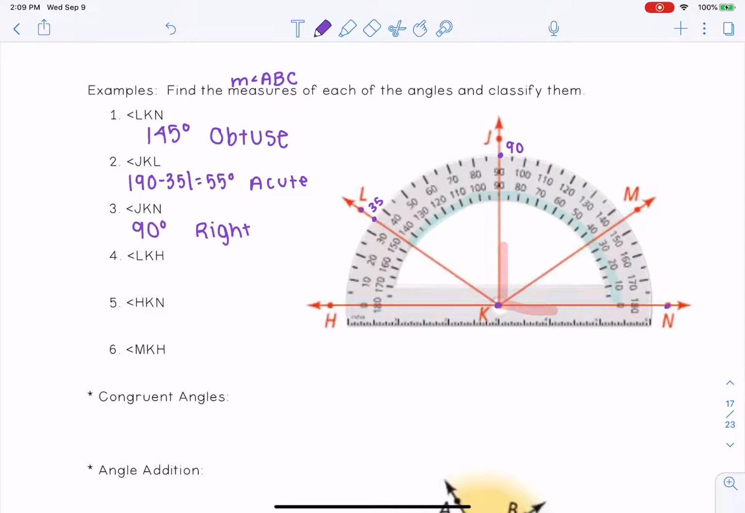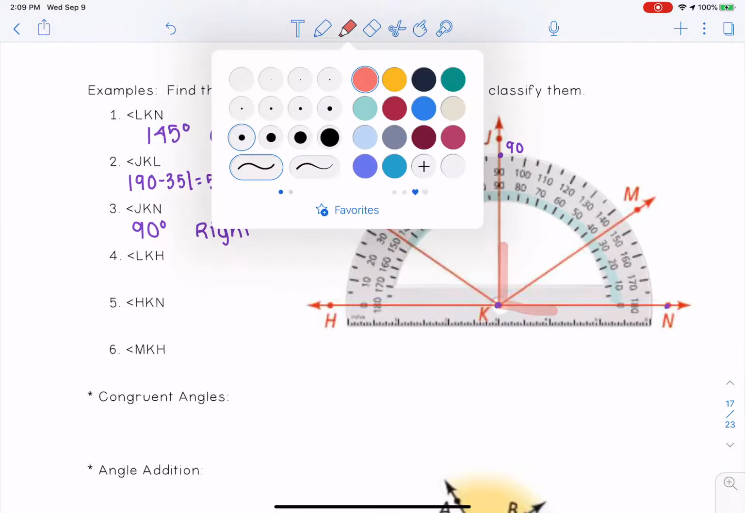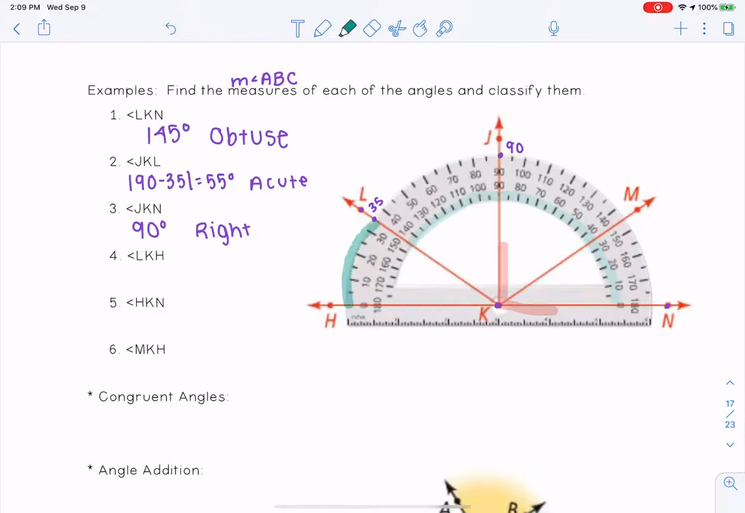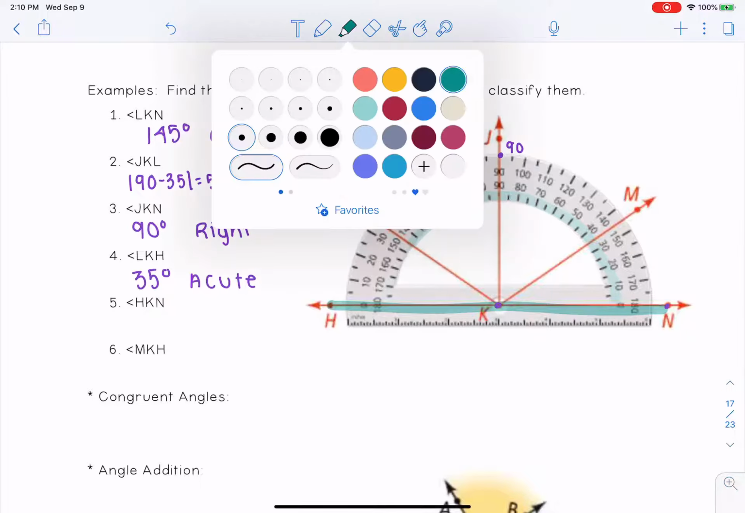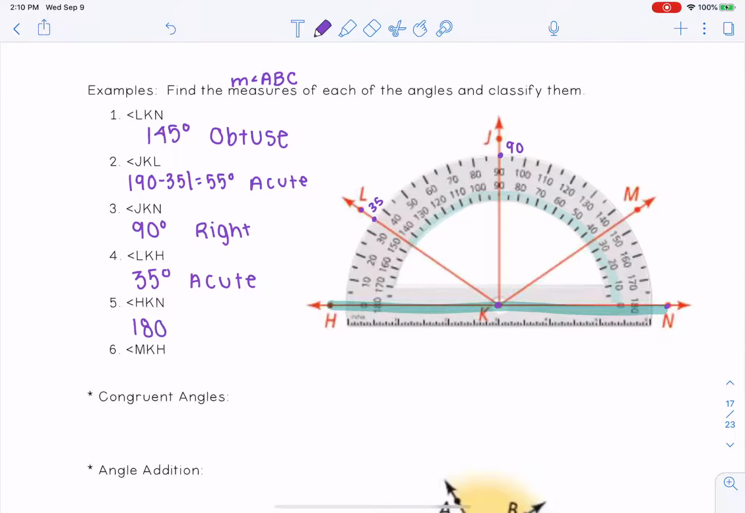Angle LKH goes from L to K to H. So the easiest way to probably see this is going on the outside from 0 to 35. So that'll give us 35 degrees, which is acute. HKN goes from H to K to N, which is just from 0 to 180. So that's 180 degrees, which we call straight. And then MKH goes from M to K to H. If we go on the outside, this goes from 0 to 145.